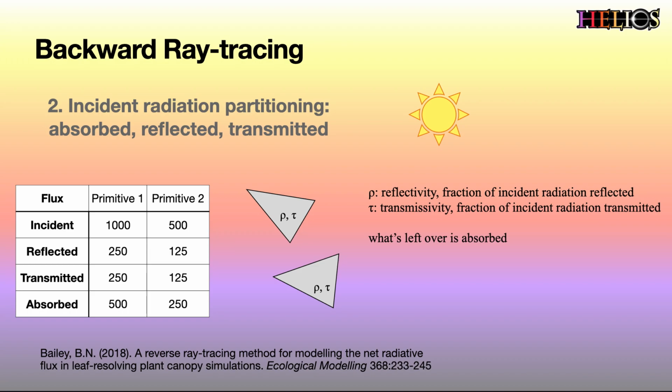Now, the absorbed part is relatively straightforward to deal with. We just deposit it into that primitive and say that that's absorbed energy. But this reflected and transmitted energy has to actually be traced or tracked as it is transferred throughout the domain. So we call this the to-be-scattered energy that we need to now deal with.